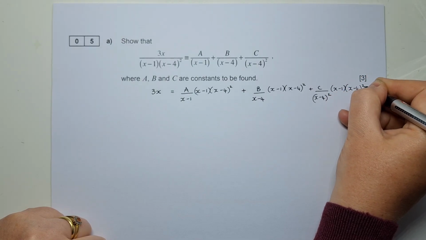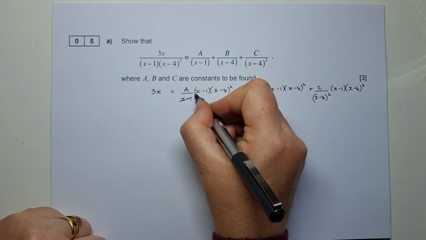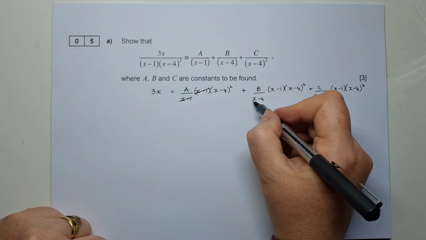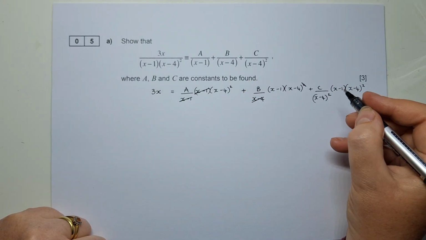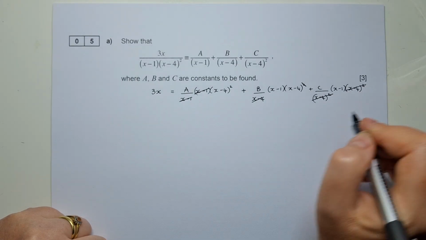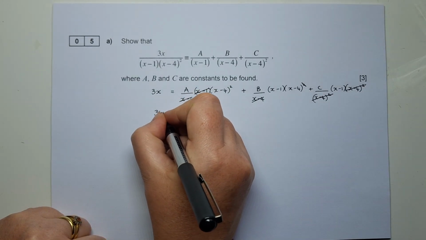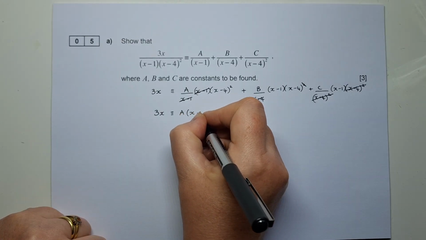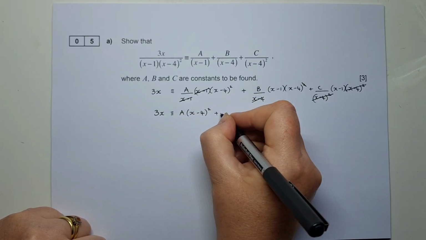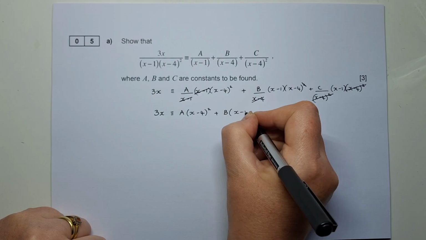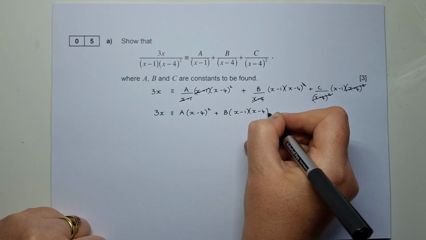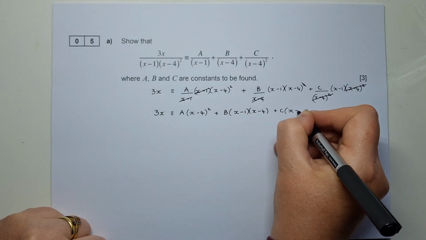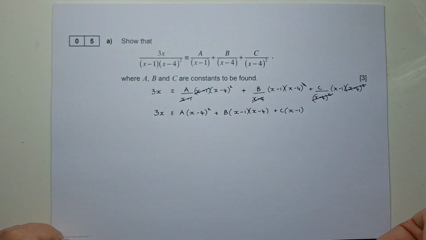Okay, so then we're going to do some cancelling. With the a term, we can get rid of that bracket. With the b, we can get rid of one of those brackets. And with the c, we can get rid of both of them. So what we've got left now is that 3x is a times (x minus 4) in a bracket squared, plus b times (x minus 1) times (x minus 4), plus c times (x minus 1).